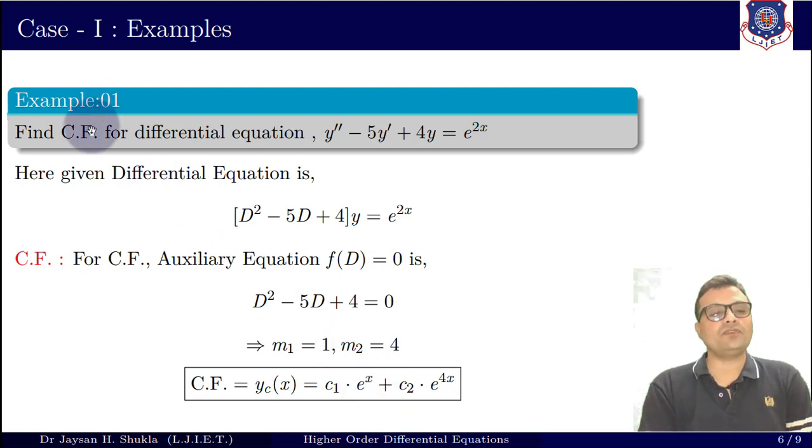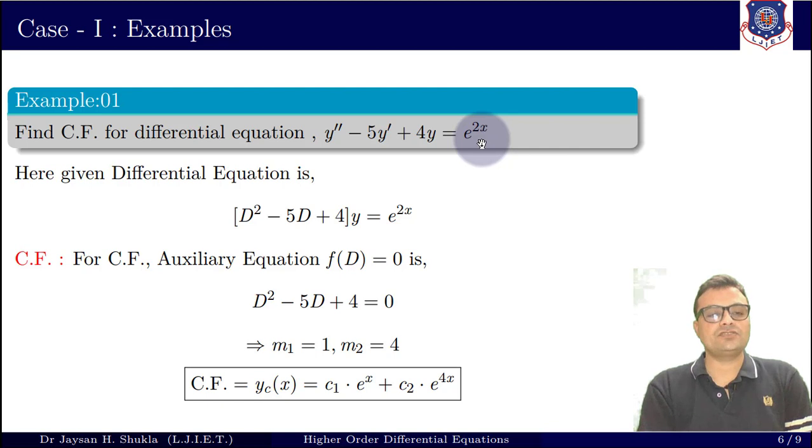Example number 1, find CF for differential equation y double dash minus 5y dash plus 4y equals to e raised to 2x. It can be seen clearly over here that it is linear, it is non-homogeneous, and it is with the constant coefficients. So this is exactly falling in our higher order differential equation, constant coefficient, linear, non-homogeneous equations category. So we can find complementary function as per our discussion earlier.